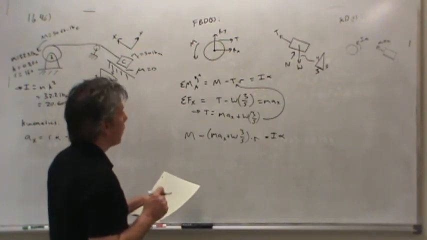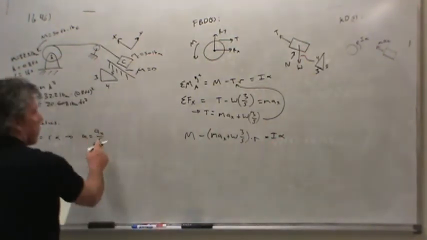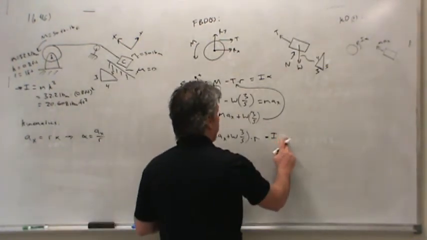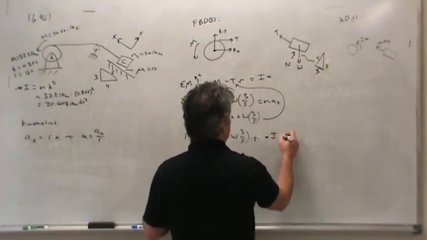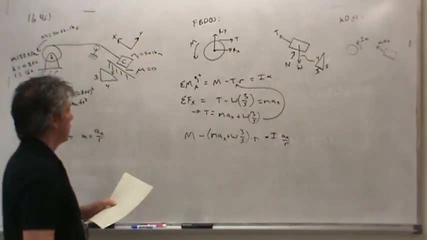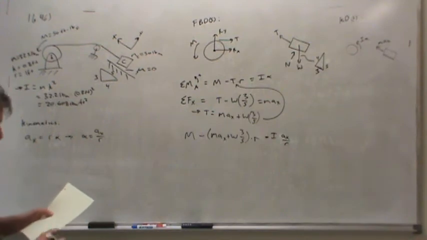Now, I'm going to plug in one more thing. I don't want to use alpha. I want to use AX over R. So let me get rid of alpha. Let me make that substitution as well while we're at it: AX over R. And since I've been careful about my signs, everything should work out.